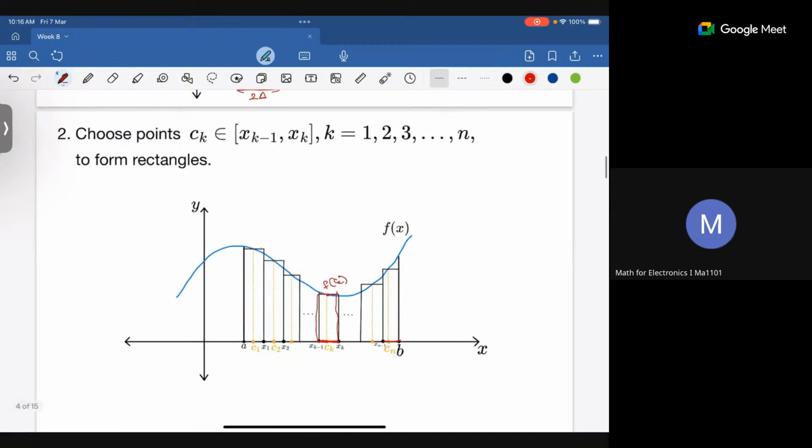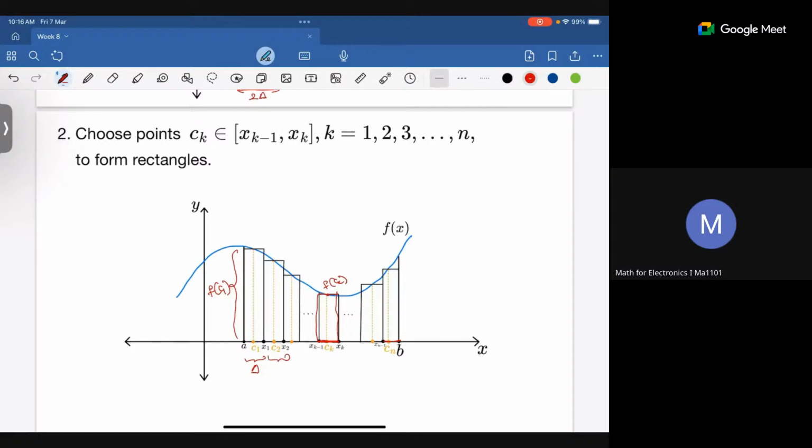So you can start from the first. You choose C1 and after choosing C1, find f of C1. f of C1 will be the height. So this will be f of C1, right? And this is delta. And you have the first rectangle. And move to the next interval.